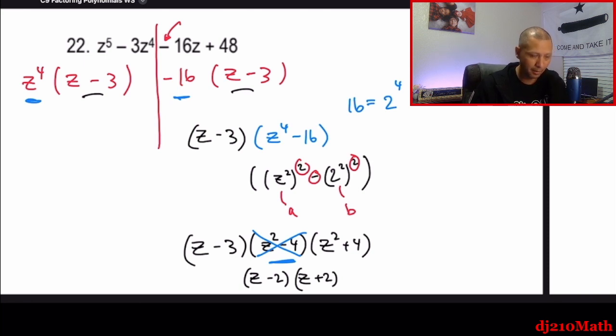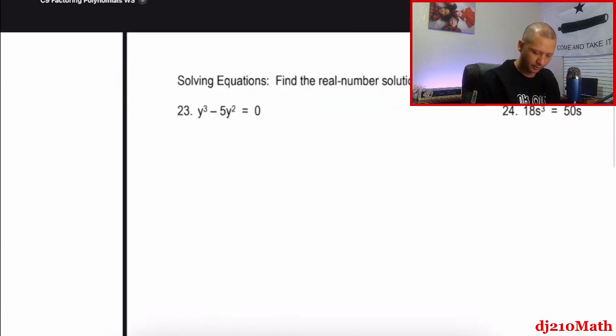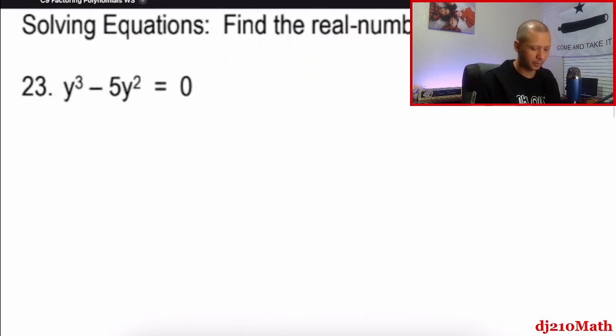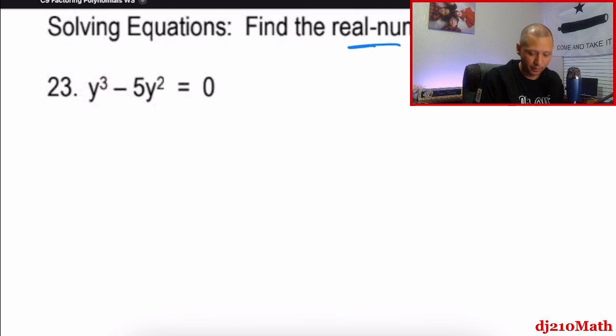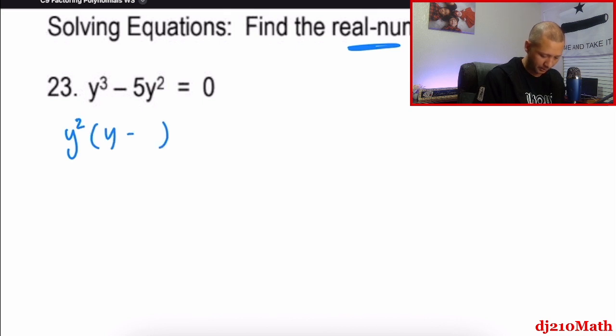Okay, solving equations, find the real number solutions of the equation. So we want the real number solutions. That's implying that we don't want complex numbers. So even though it's equal to 0, we're still going to factor this like we've been doing. So GCF is a binomial. So I'm going to take out a y squared. What's left behind? Y minus 5 is equal to 0.